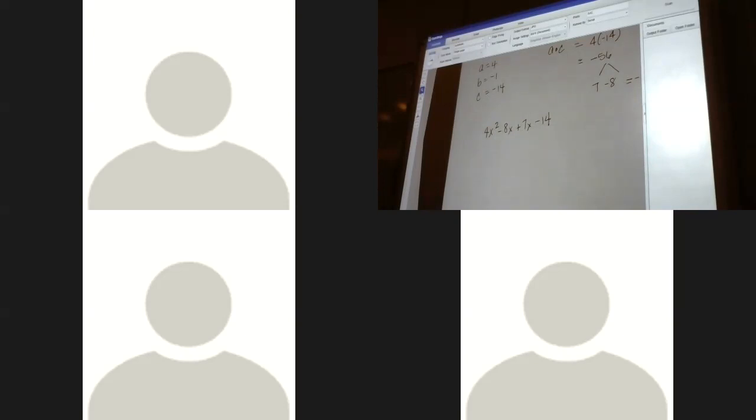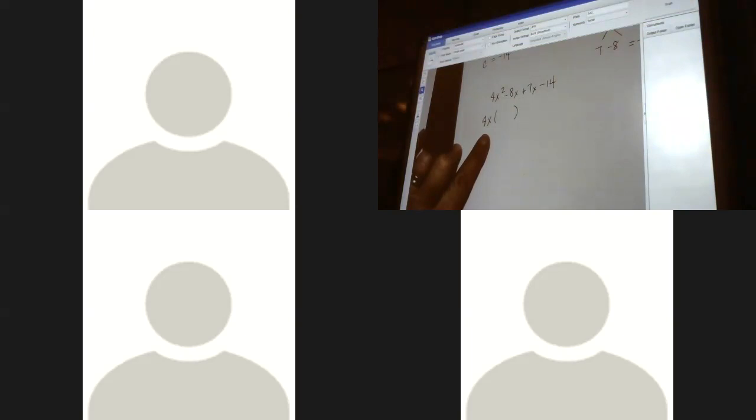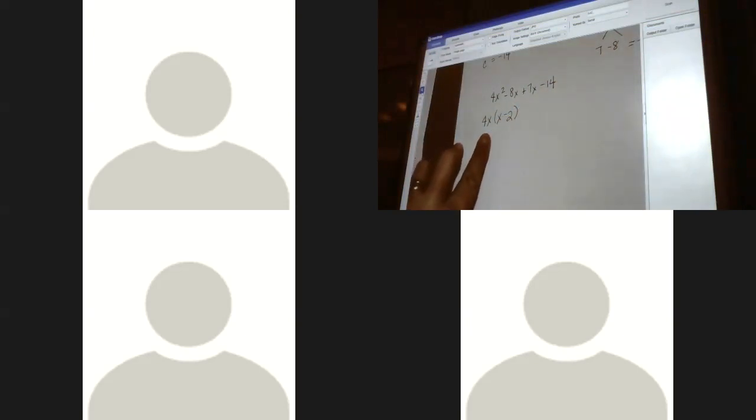So now we're going to factor out our greatest common factor. 4x squared minus 8x. What is the greatest common factor? 4x. And what's left? -2. Y'all agree? You wouldn't put the x on the 2 because then it would be squared, right? That's why you wrote the first x. Correct.